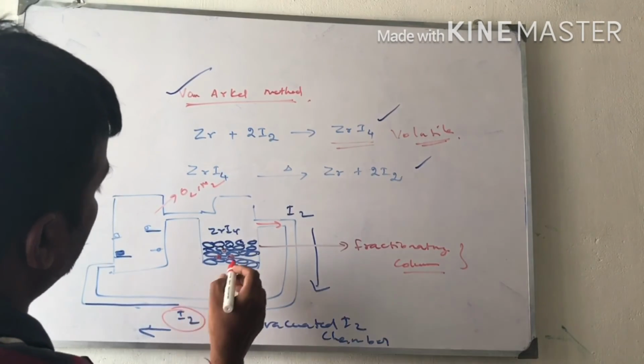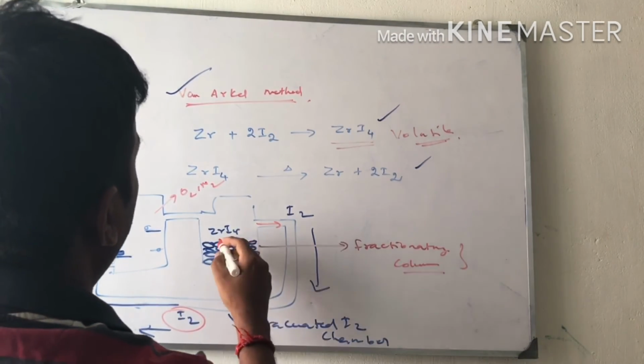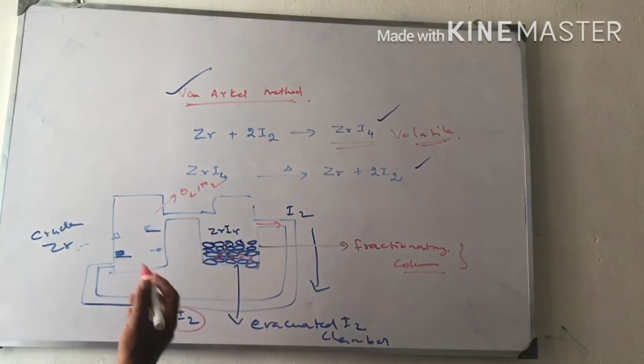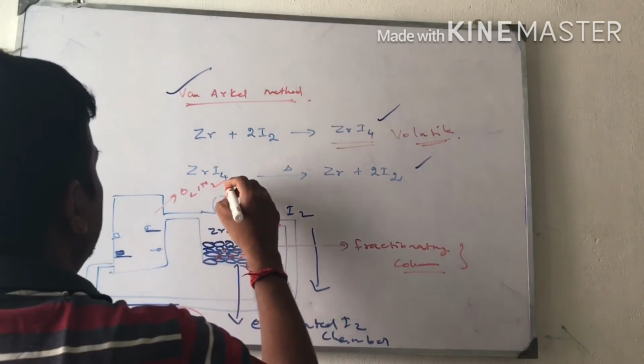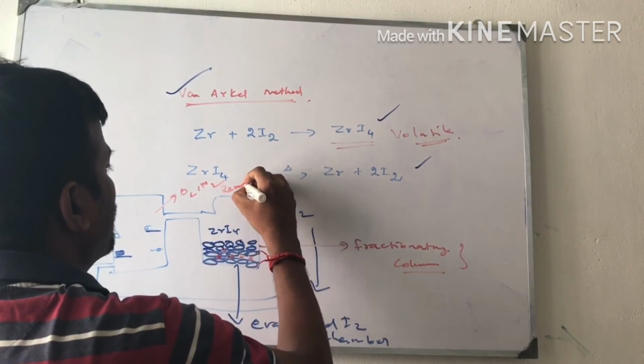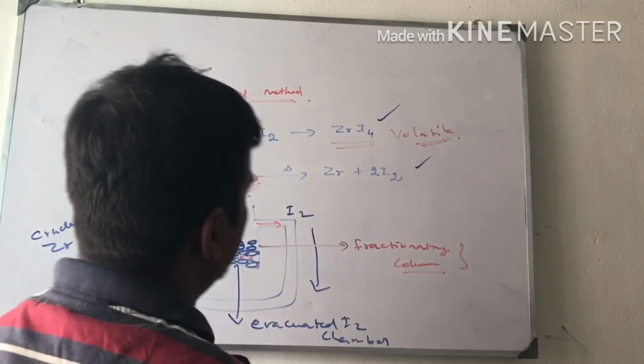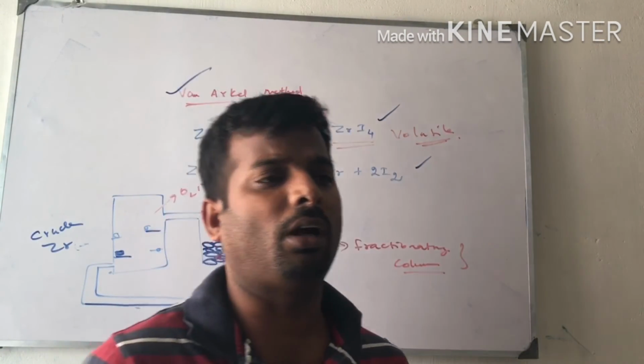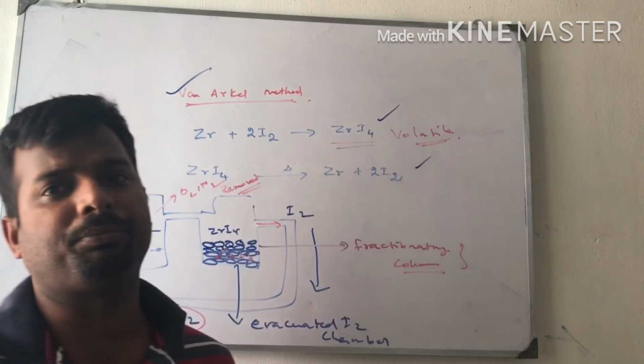And the zirconium will be settled here. And iodine is again reacted 4 to 5 times. We are doing like this, so impurities like oxygen and nitrogen in the metal will be removed. This is called your Van Arkel method.